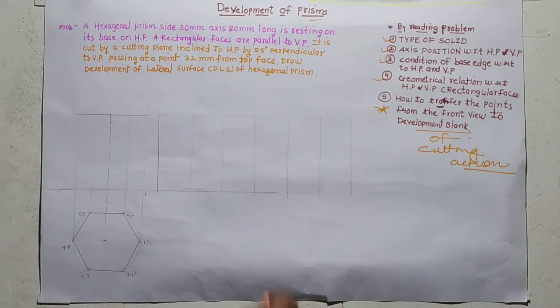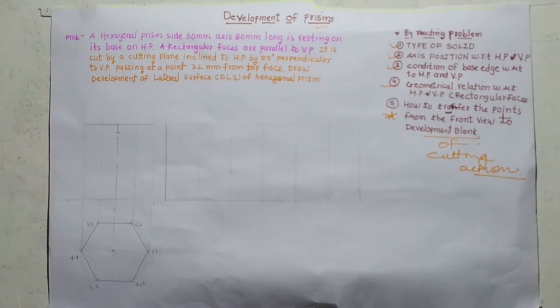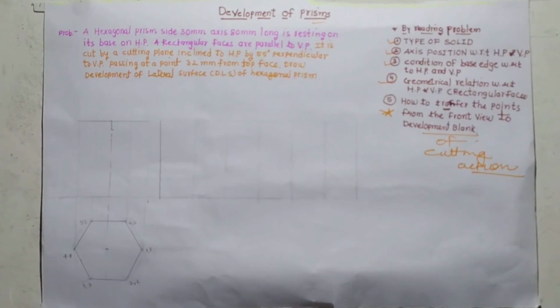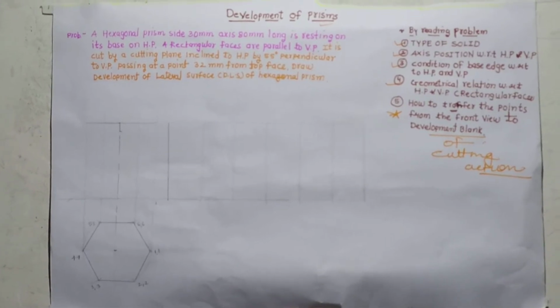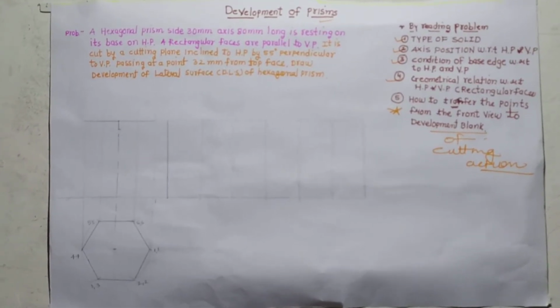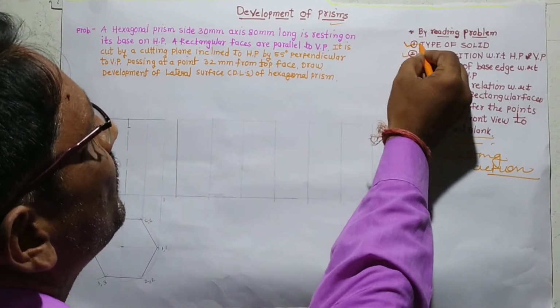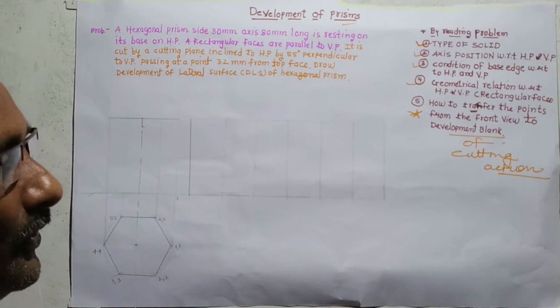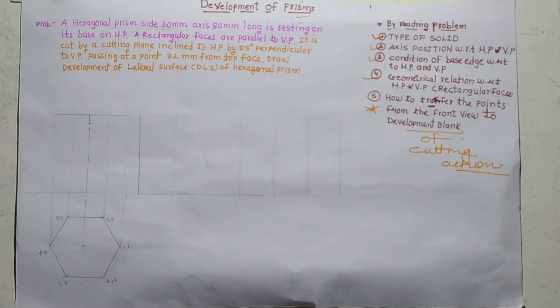Hello friends, today we will have a discussion on development of the prism. In the last lecture we have studied the development of parallel line development method. Now, by reading the problems of the development, we should come to know which is the type of the solid. Now solid means cylinder, pyramid, cone, prism.